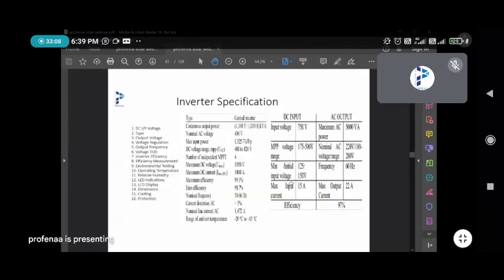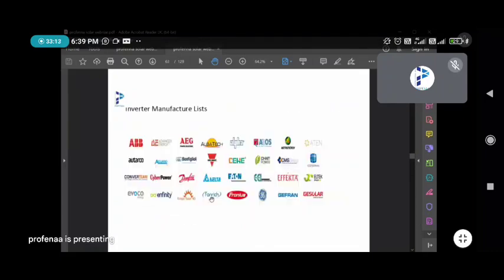So these are the inverter specifications. What are the specifications? See, who are the manufacturers? Who is the king of inverters? I have shown here, especially marketing guys may use it. See, Delta, Fronius, Danfoss, there are so many inverters. Based on the quality and rate, you may use it.